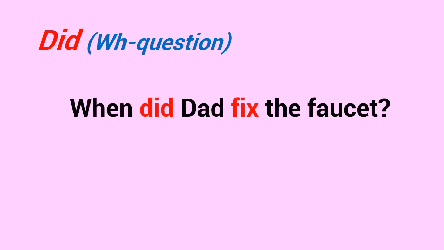When did Dad fix the faucet? Did here is paired with the verb fix, and fix here is in its base form. No other letters are added, only the word fix, the original form. So we will not say, when did Dad fixed the faucet? Because then again, double past tense, and did as an auxiliary verb has to be paired with the base form of the verb.